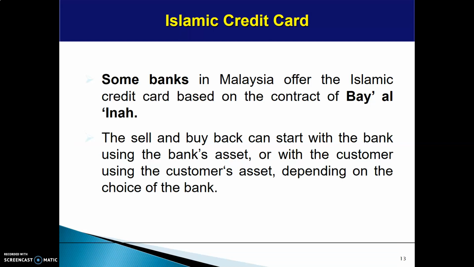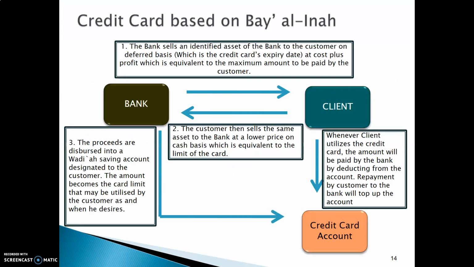Okay, Islamic credit card here. Some bank in Malaysia offer the Islamic credit card based on the contract of Bai Al-Innah. Normally, memang Malaysia menggunakan Bai Al-Innah. The sell and buy back can start with the bank using the bank asset, with the customer using the customer asset. Okay, depend on the choice of the bank. These are the modus operandi kalau we use the credit card based on Bai Al-Innah. Kita nak mengikat kontrak kita dengan bank, kita menggunakan Bai Al-Innah as an underlying contract.